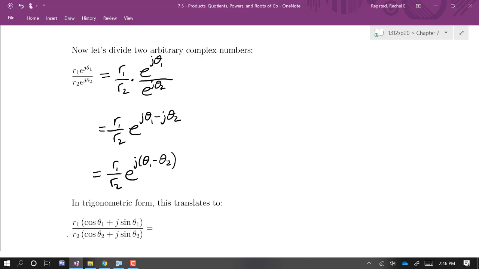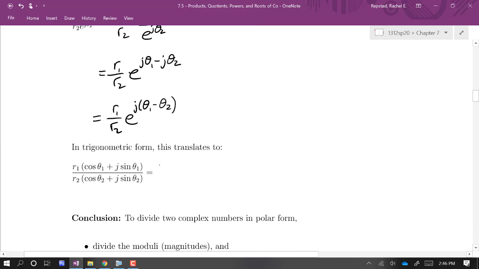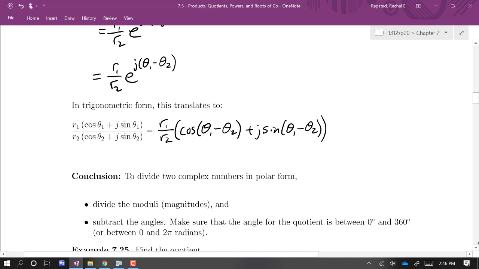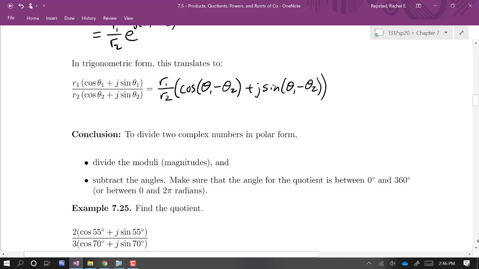Now, if we look at how this looks in the trigonometric form, this will look like r1 over r2 times cosine theta 1 minus theta 2 plus j sine theta 1 minus theta 2. The upshot of this, what we can observe, is that if I am dividing two complex numbers that are in polar form, we simply divide the moduli, those r values, and then subtract the angles. Again, making sure that our angle at the end is a standard position angle between 0 and 360 degrees, or 0 and 2 pi radians.